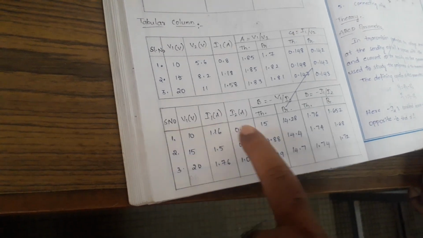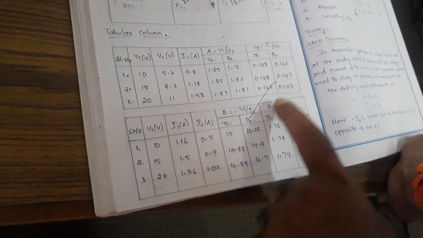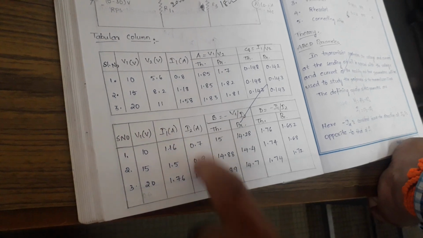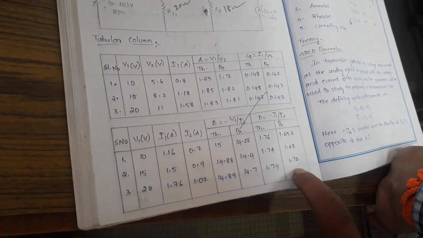Then from these three values, we calculate B. B is defined as V1 by I2. With V1 from the RPS and I2 equal to 0.7, we get 14.28. Similarly, for 15 volts it is 14.47, and for 20 volts it is 14.20. Similarly, calculate D as I1 by I2, since the I1 and I2 values are both measured in this experiment, and this gives the D values.